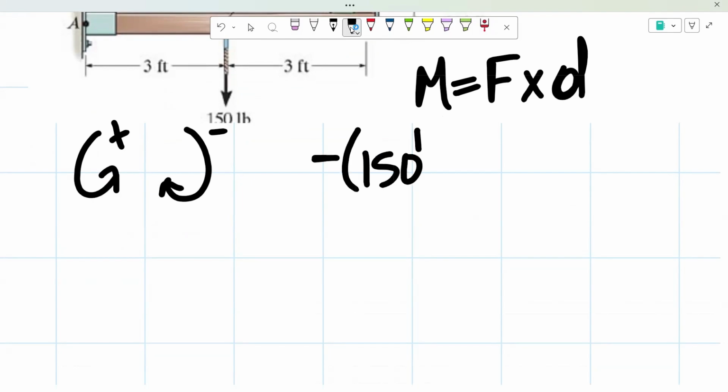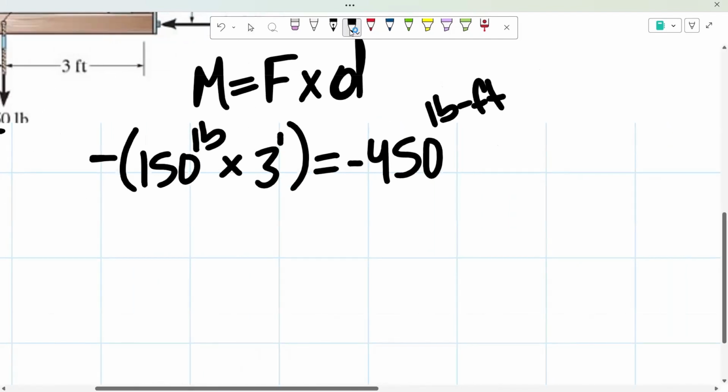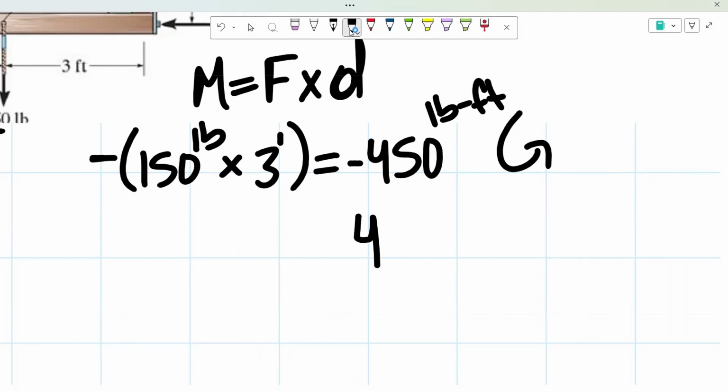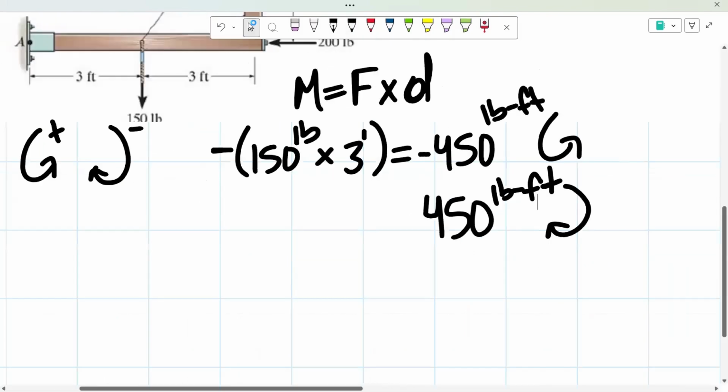of 150 pounds, which is the force times the distance of 3 feet. And that's going to be creating a negative 450 pound feet going counterclockwise, but we want to deal with positive numbers. So that means that we have a moment of 450 pound feet acting clockwise about that point A. So that's our first moment.